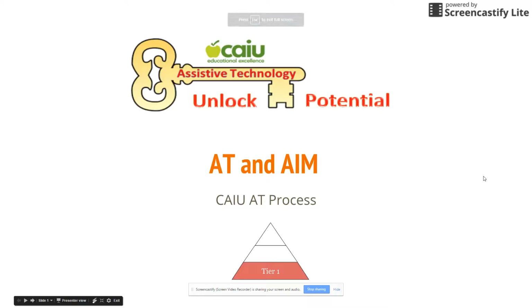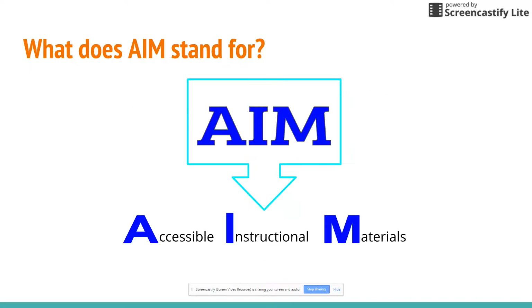Hi, everyone, and thanks for tuning in to the Assistive Technology and AIM training as part of the CAIU AT process for Tier 1. This is going to be a very short presentation just to get you thinking about AIM and how to use it in your classrooms. And then later on in our module, you're going to watch another short video from the AIM Center about AIM and how to use it and what it is.